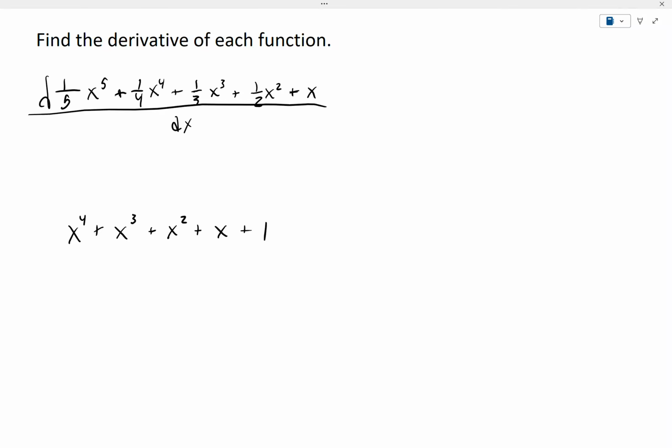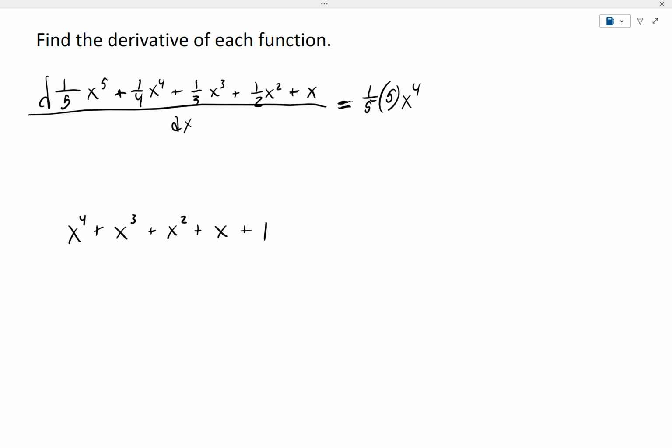Let's just start with the first term. Well, you can see that we're going to be using the constant multiple rule first, which says that you just pull that constant 1/5 out front. And then we're going to be using the power rule on what's left. That's x to the 5th. So the power rule says power out front, 1 smaller on the power.